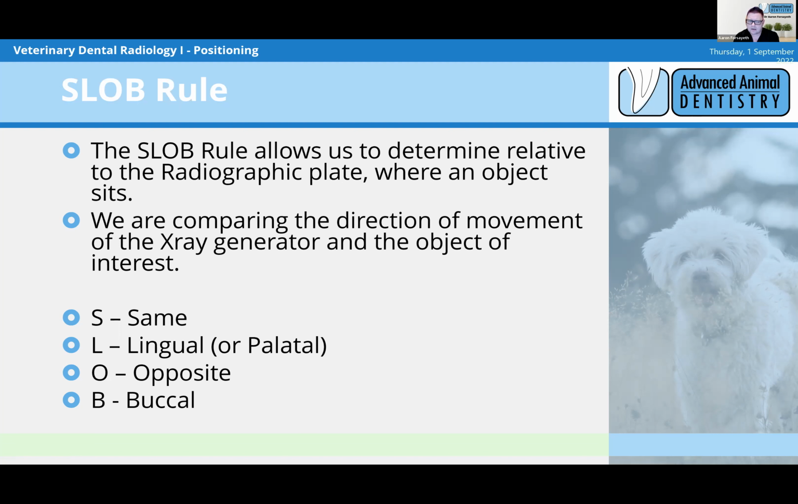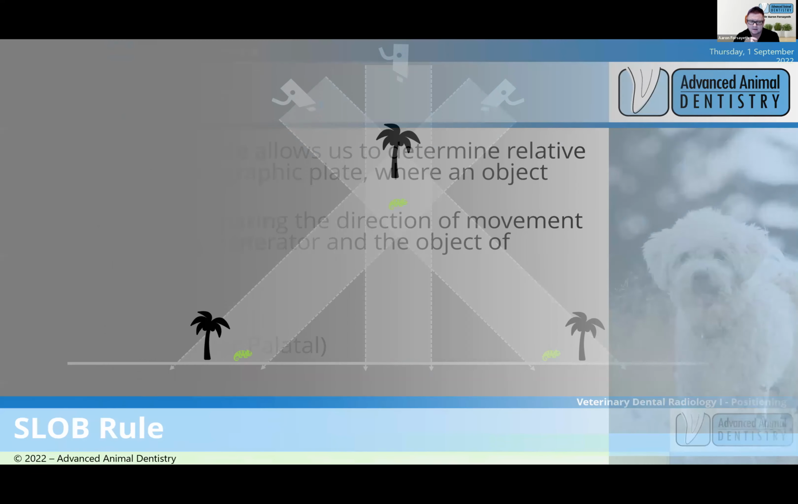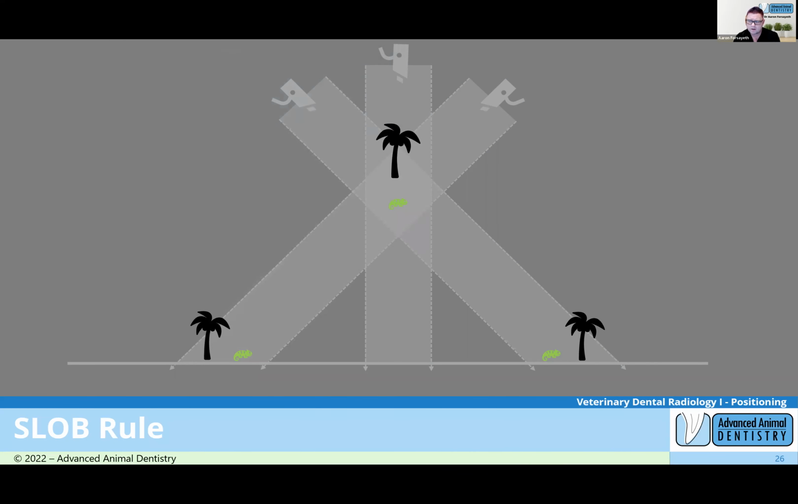SLOB is an acronym, and that's it on the bottom of the screen there. S is same, L lingual, O opposite, B buccal. The relative terms there, same and opposite, have to do with what the object is doing. Is the object moving in the same direction on the image as what you've done with the X-ray, or is it moving in the opposite direction of what you've done with your X-ray beam? The L and the B have to do with where it is sitting. Is it sitting in a lingual position, which is away from the beam? Is it sitting in a buccal position, which is towards the beam? It can be hard to describe, so let's try and do it with a diagram.